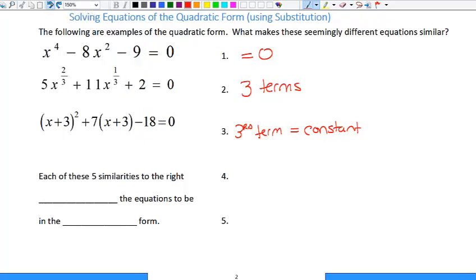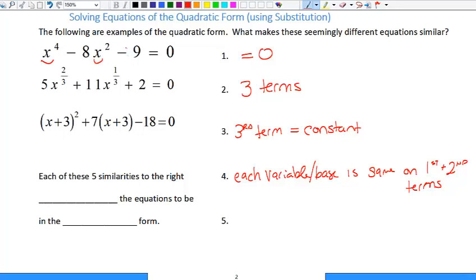The next similarity is that each variable or base is the same on the first and second term. So, for example, we have an x here and an x here. Now, I know they have different exponents, but they have the same base. An x here and an x here. Even here, x plus 3 is the whole base because the x plus 3 is being raised to the 2, so the whole base is the same.